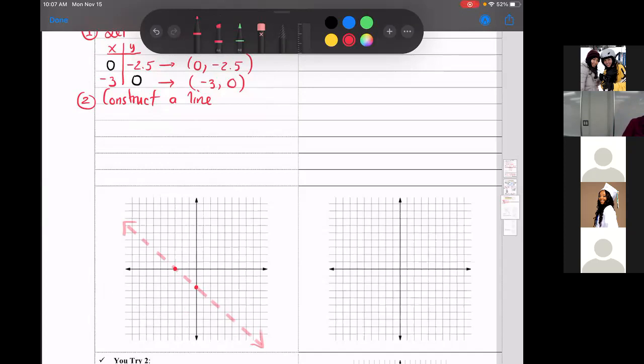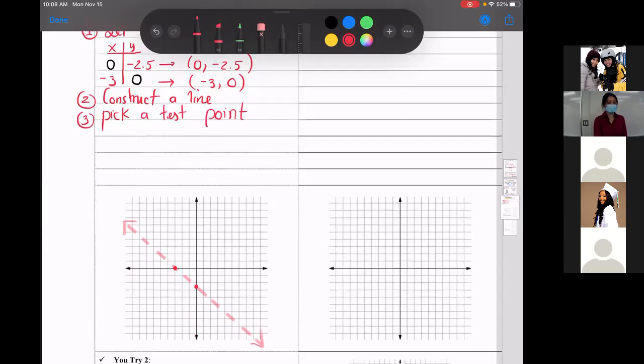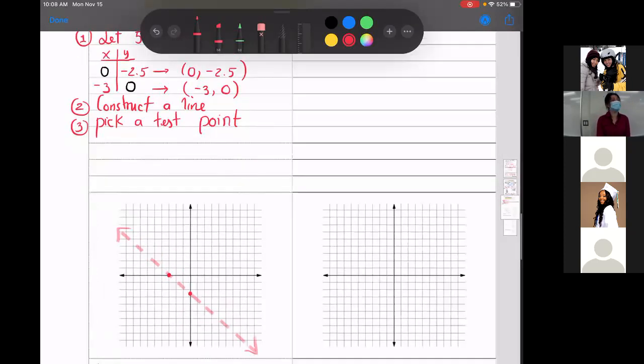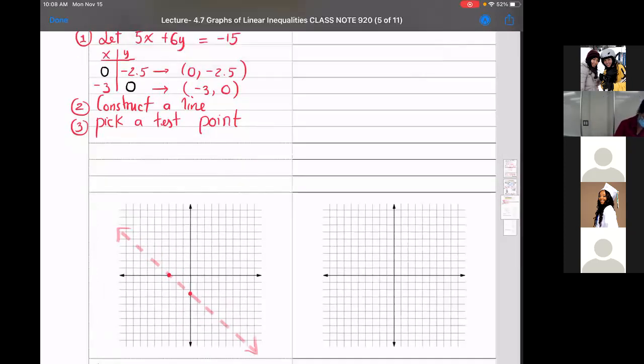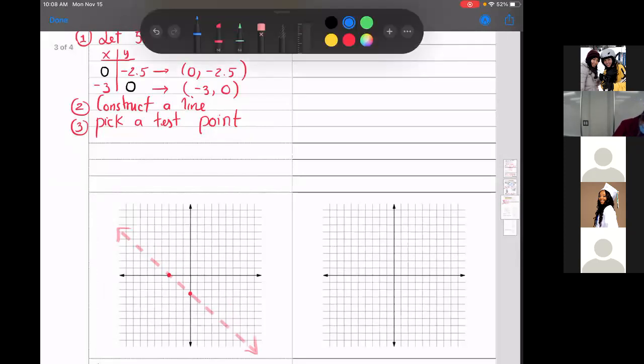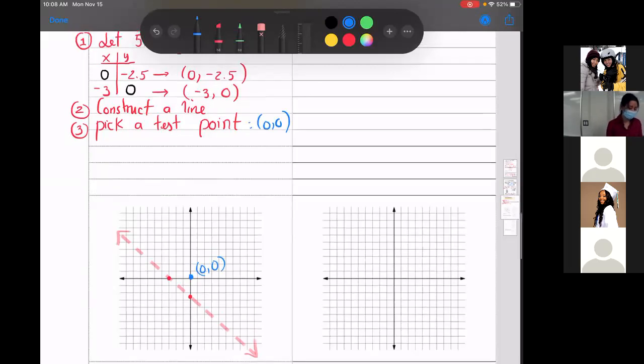Step 3, you're gonna pick a test point. That's why we've been doing it, right? Now I'm gonna pick a test point, and my favorite test point is 0, 0. I'll tell you why. If I can pick it, I would. Sometimes I cannot pick 0, 0, and I'll tell you why, but usually if I can, I would.